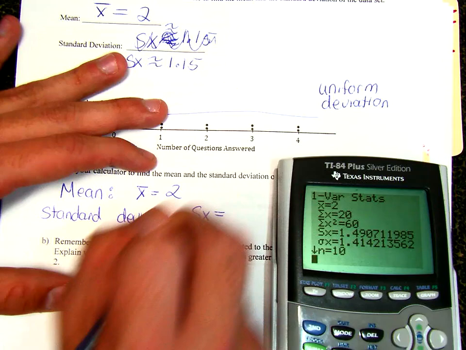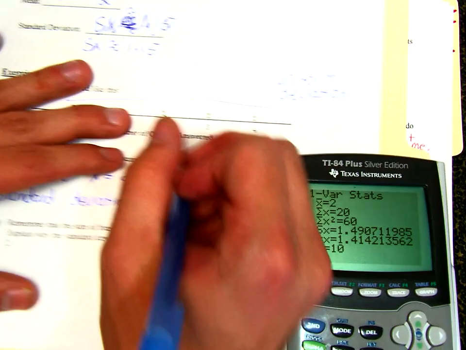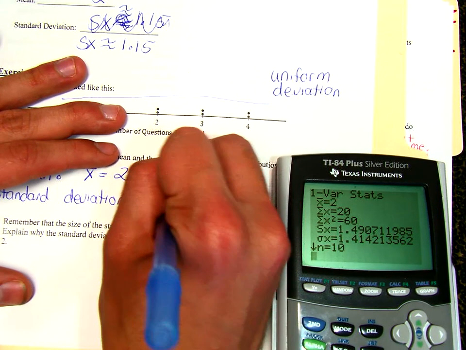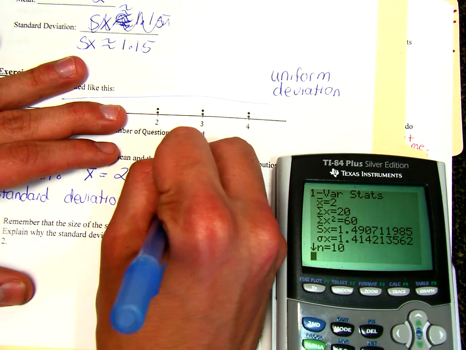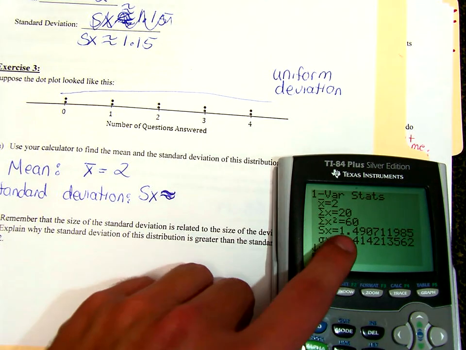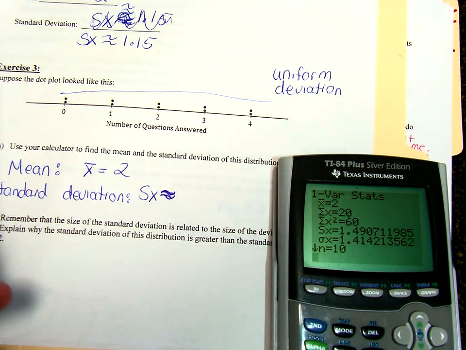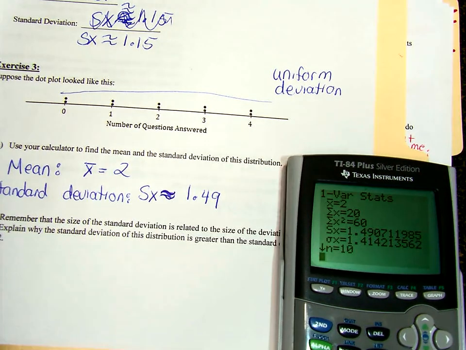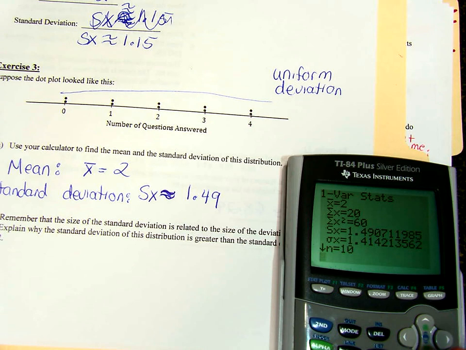And that's approximately equal to 1.49 if we round it to the nearest hundredth. And again, the units for this are going to be 1.49 questions.